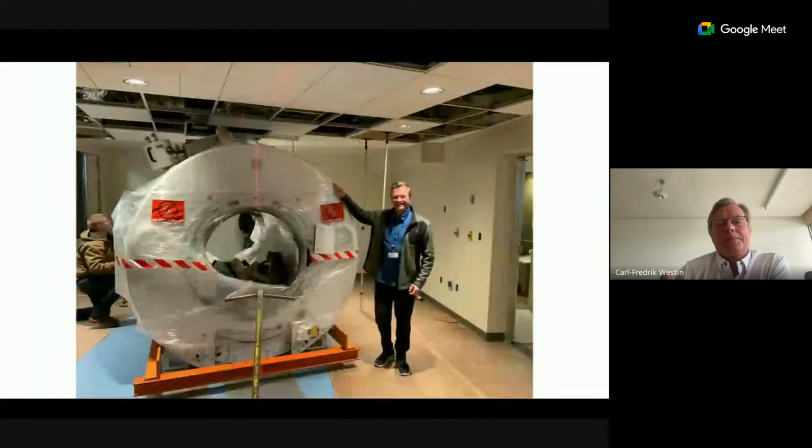And then in the end, it's installed now. So what's happening now, we're currently waiting for the gradients to be installed. So this is only the magnet part, and it will be up and running probably end of this month.